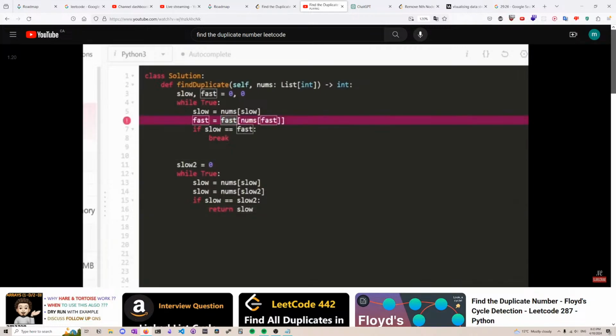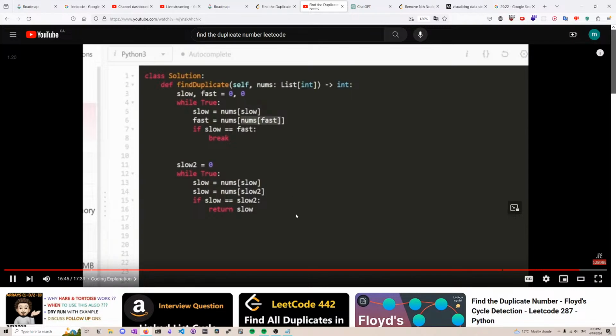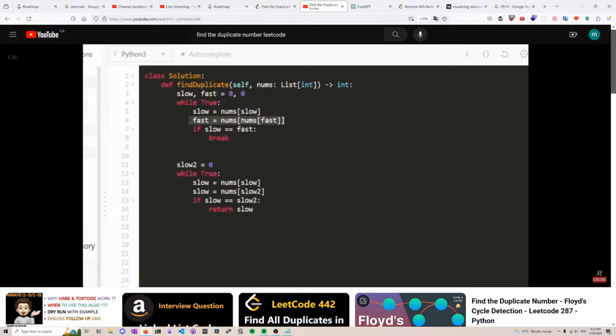Okay, I don't know what I was thinking. I don't know why I put fast on the outside. This is nums of fast, which is a number, which is a different index, and then we're going to use that same index again in the nums array. That's how we're basically advancing fast by 2. We could obviously write it in different lines of code, but I'm just going to leave it as it is just because it's a little bit neater.